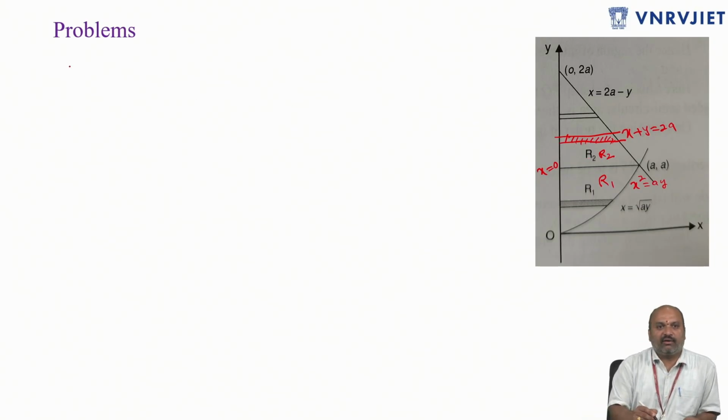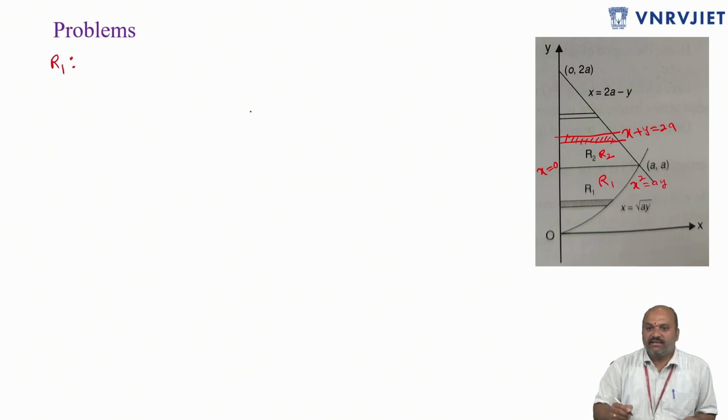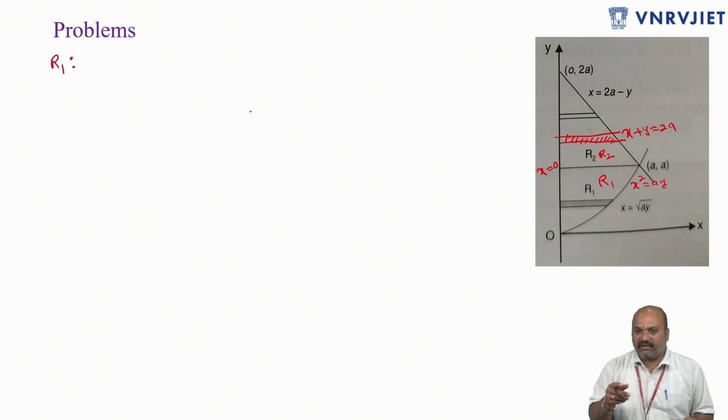Okay, so now let us consider region 1. We removed the vertical strip, we are considering a horizontal strip. Horizontal strip means x limits are functions of y. Inner integral limits are x limits which are expressed in terms of y. So observe first region 1.